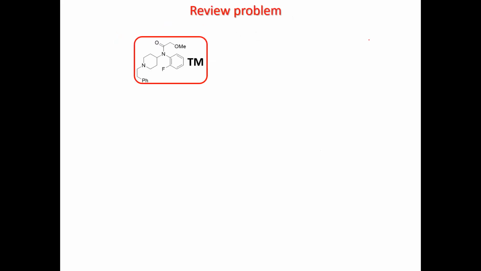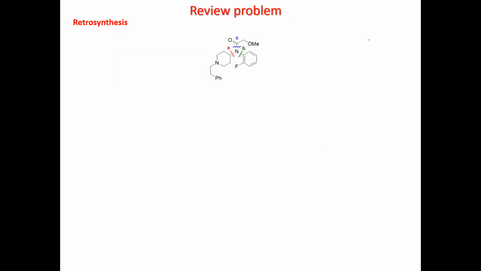Do this one at home. This is a review problem. We have three potential places where to attack, where to start your retrosynthesis. You need to tell me where you want to start disconnecting. I think I will leave it here because if you do this one at home, unless you really want to do this one now. How does it look?